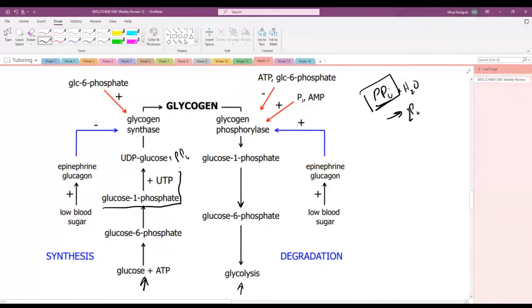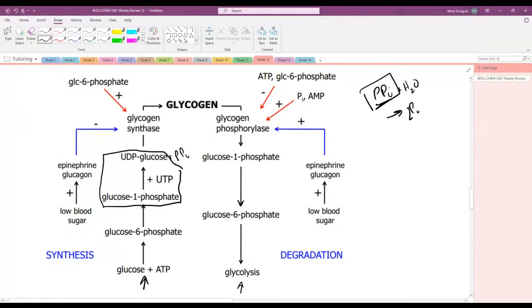Okay, because it takes energy. All right, so anyways, let's talk about the regulation stuff. Very briefly, we're going to talk about the synthesis pathway, and the degradation pathway, and then we're going to talk about them in more depth.